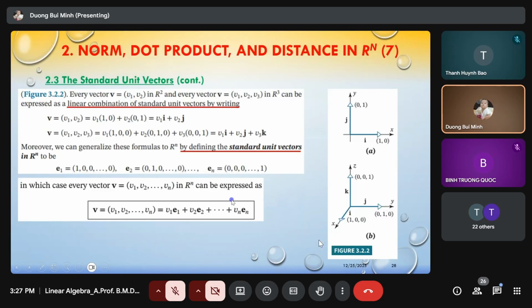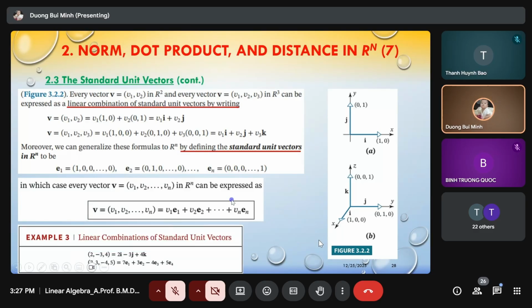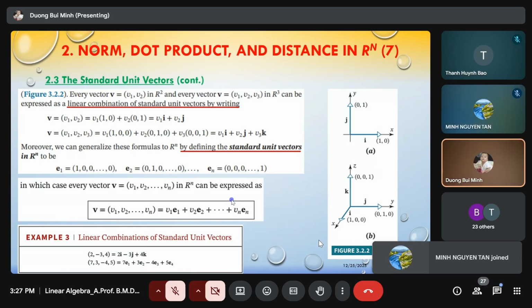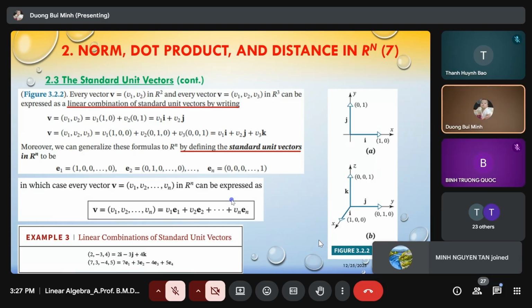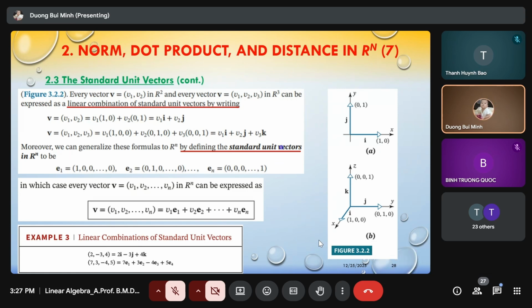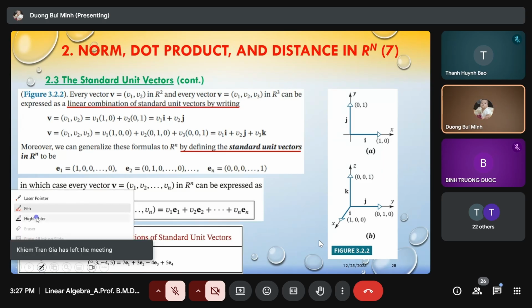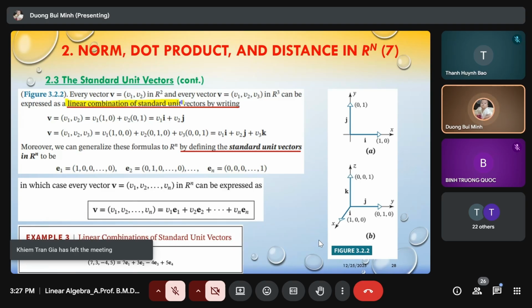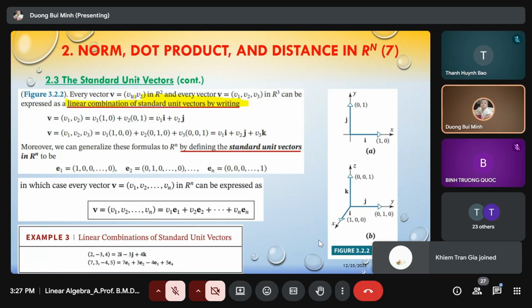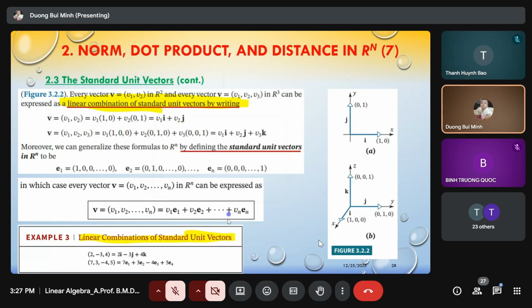Okay, so now we talk about the linear combination. The linear combination of standard unit vectors. Oh, I recognize some questions.